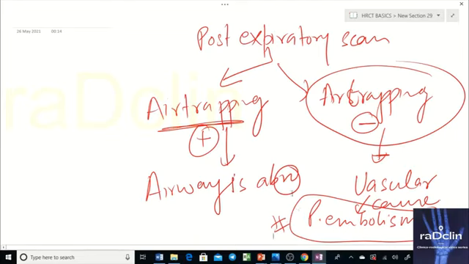And typically pulmonary embolism will cause what? It will cause wedge-shaped infarcts also. In early stages those infarcts will appear as low lung density, typically wedge-shaped areas in the periphery of the lung. So if you see multiple such areas in the periphery of the lung, it could be emboli also. So on the post-expiratory scan, we can differentiate the cause of mosaic perfusion.